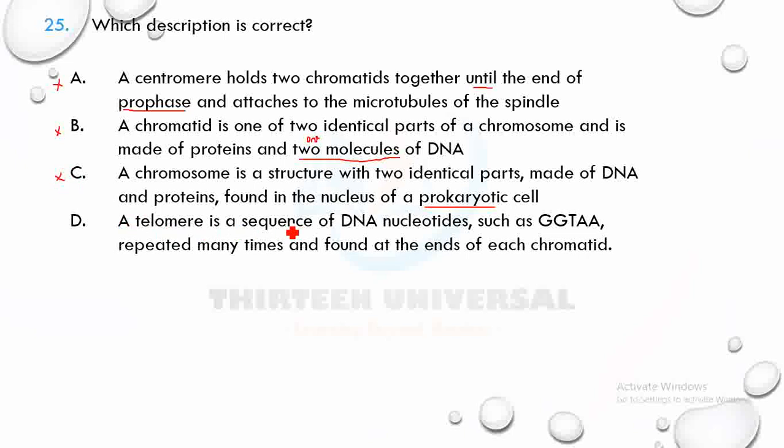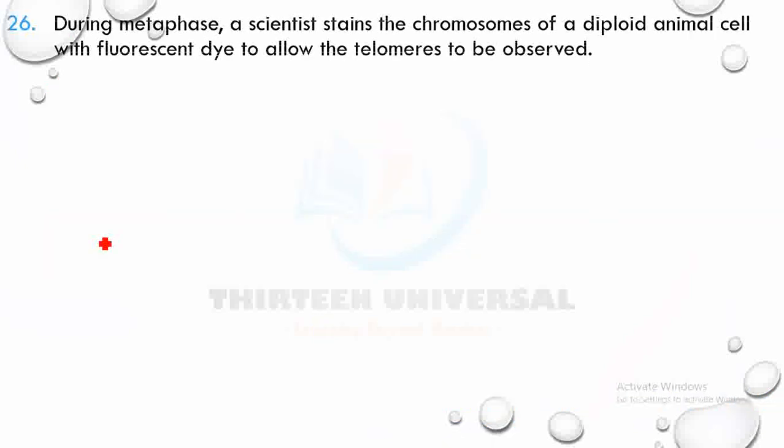A telomere is a sequence of DNA nucleotides, such as GGTTA, repeated many times, and found at the ends of each chromatid. That's a telomere. So if this is a chromatid, telomeres are found at both ends, the tips, and they prevent loss of genes. So this is the answer.